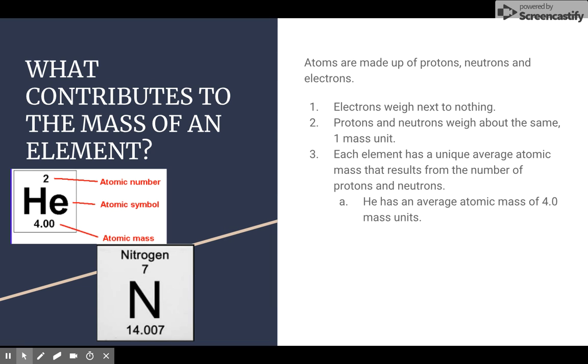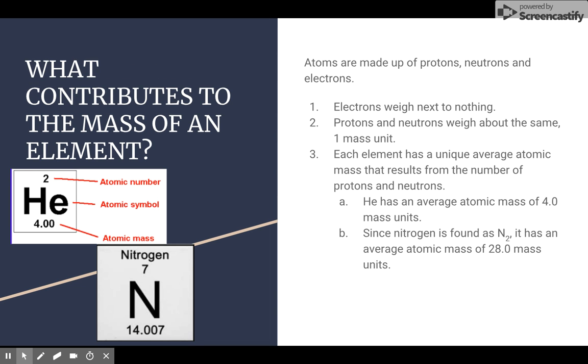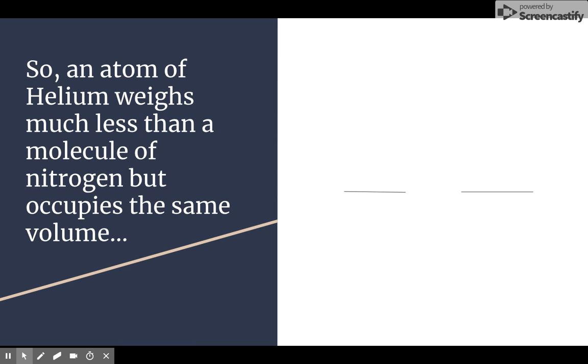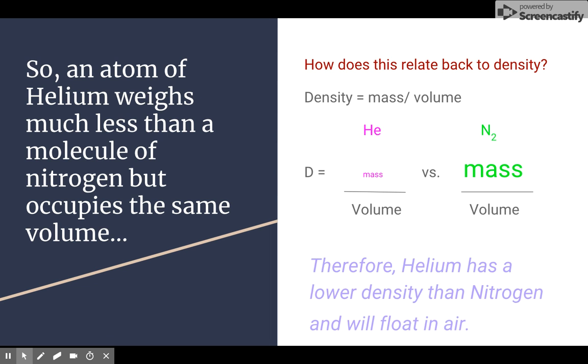Now, nitrogen is actually found as N2 in our atmosphere, so you have to double that number of components. So nitrogen essentially has an average atomic mass of 28.0 mass units. So you can see here that there's a much higher mass for the same amount of space in nitrogen than there is in helium. So let's relate that back to density. And we said density is the mass divided by volume, and helium has a much lower mass for that given amount of volume than nitrogen would. And therefore, we would call it a less dense material, and it would float in the air.